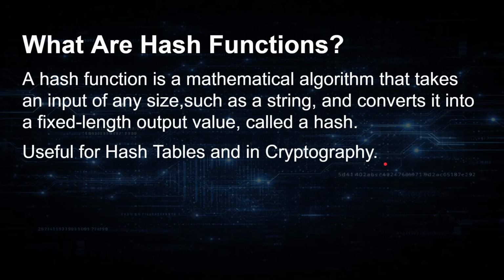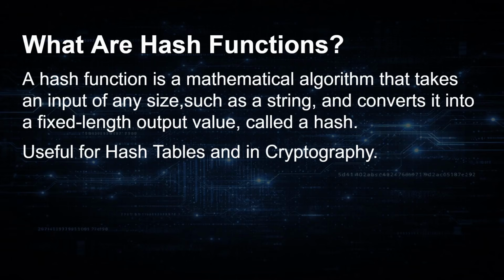So, what are hash functions? Put simply, a hash function is a mathematical algorithm that takes an input of any size. So that means it could literally be a string or a whole file, and converts it into a fixed length output value called a hash. So you might put in 3 megabytes and you still get out 5 or 6 bytes. You might put in just the words hello world and you still get out 5 or 6 bytes.